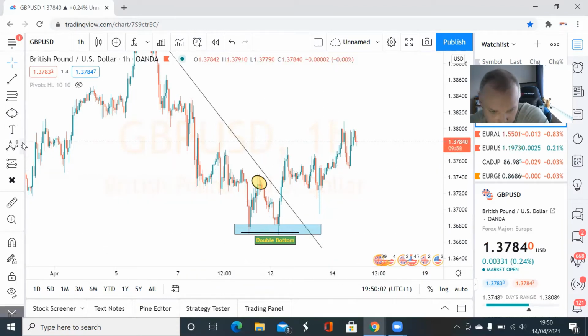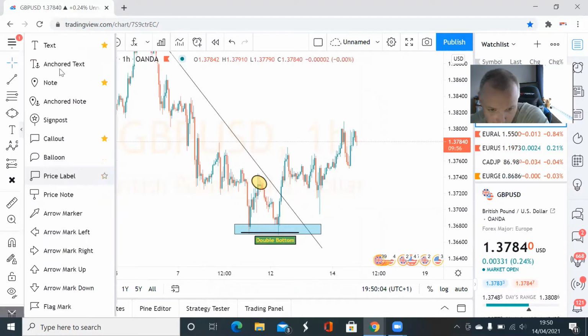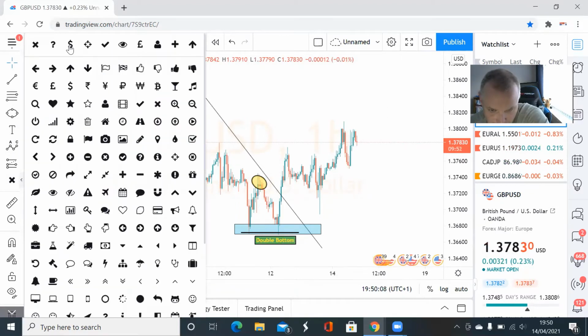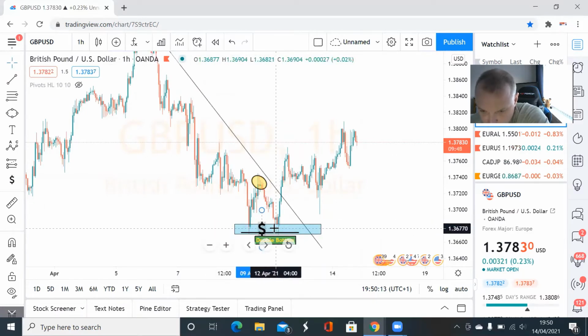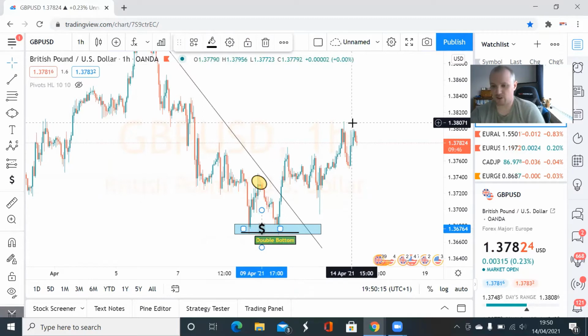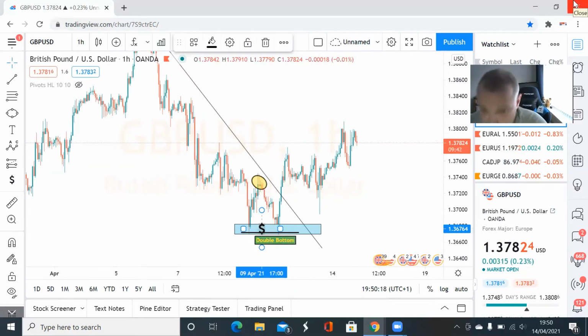So again, just to go off topic a little bit, these are significant areas. This is liquidity. This is where the banks will be looking to get some money back and take out the sell stops and the sell limits. We are concentrating on producing a break of structure.